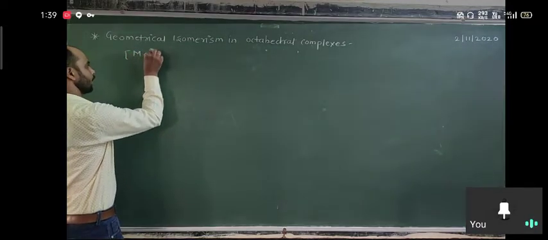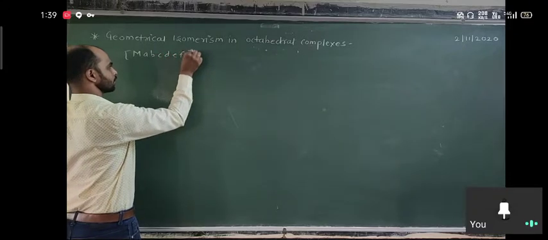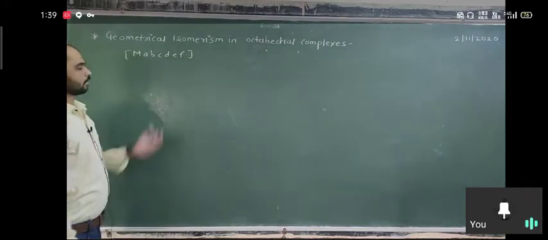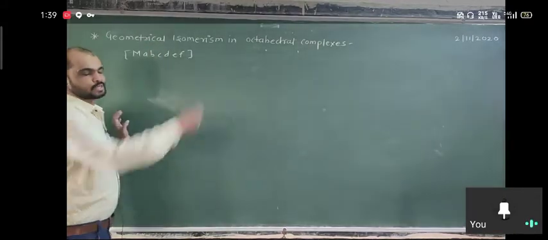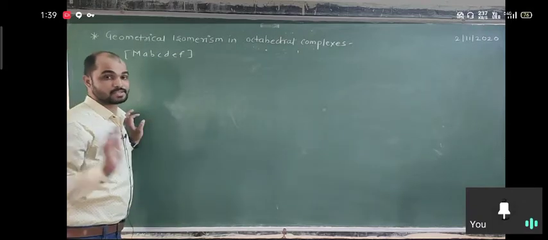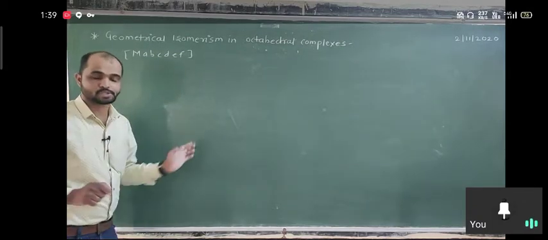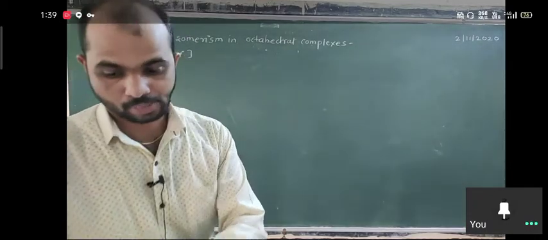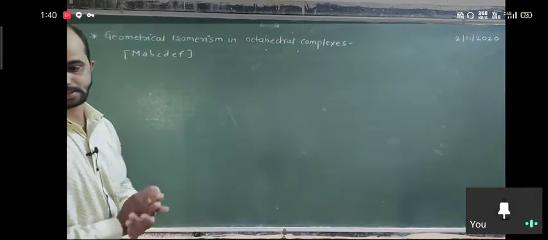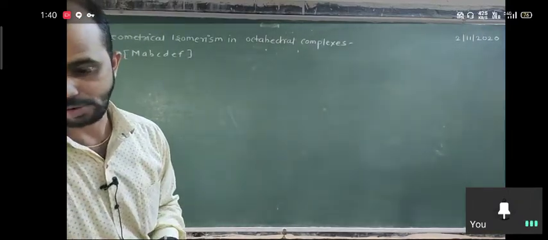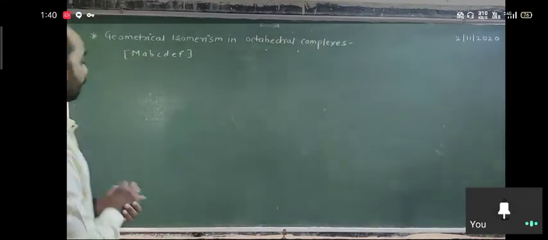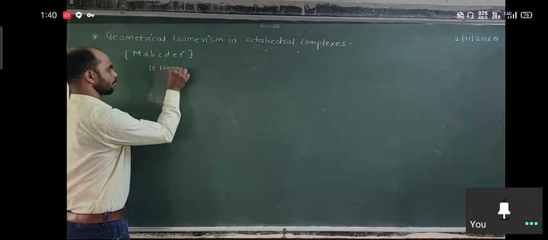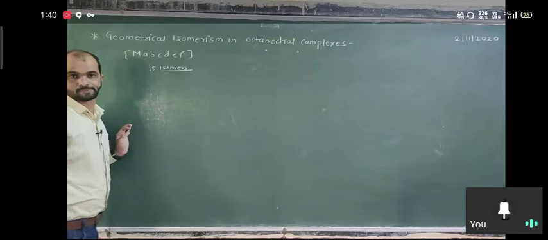M A, B, C, D, E, F: this type means all ligands are different. So here it is impossible to draw all the isomers because all ligands are different. It means cis and trans are not possible here. What is possible is the formation of different types of isomers, and theoretically 15 isomers are possible. How many? 15 isomers are possible for this given complex.